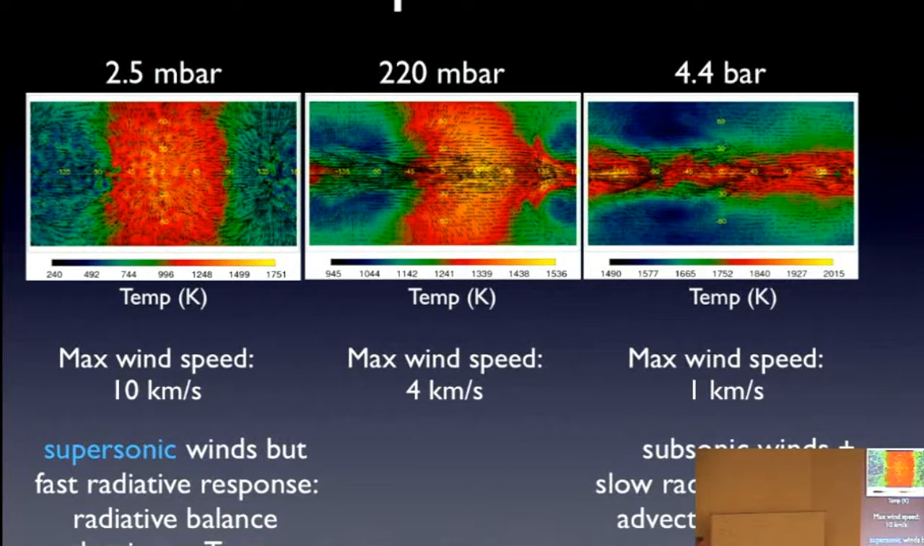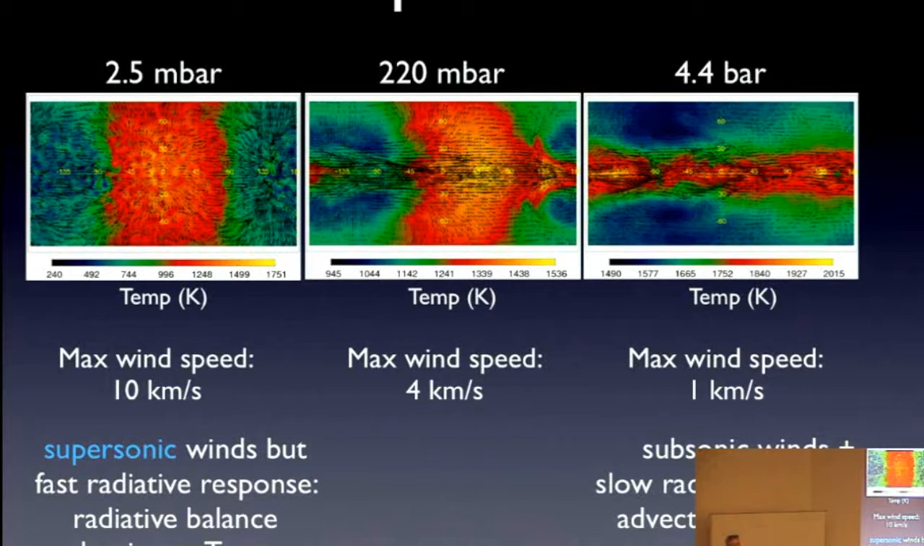Remember my table with wind speeds of 20 meters per second, 200 meters per second? Now we're in kilometers per second. These are extremely fast wind speeds. In fact, they're so fast that it's uncomfortable. The speed of sound in this gas is, let's say, 2,000 meters per second. 2 kilometers per second is a good scale. So the wind speeds here are supersonic. Even at the photosphere, they're supersonic.